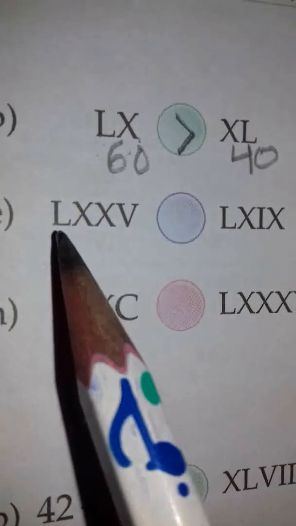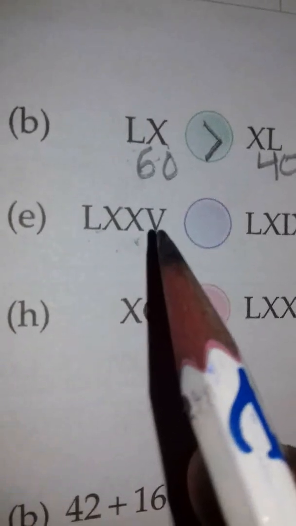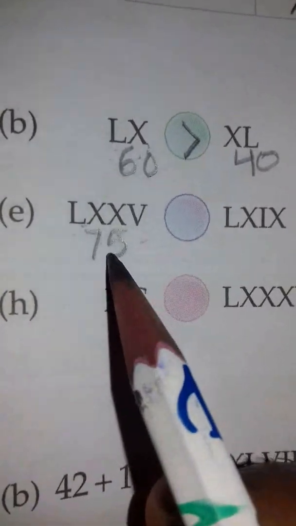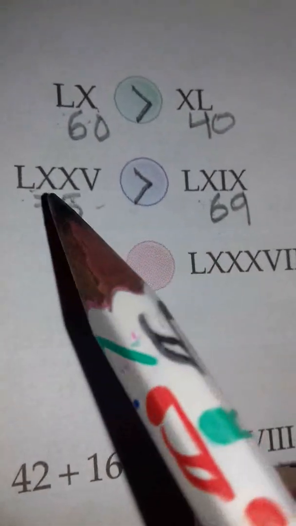E1. LXXV. LXX means, yes, 70, plus V means 75. Very good. On the other side it is given LXIX. So LX means 60 and IX means 9. So it comes 69. So 75 and 69. Which one is greater? Very good. 75, LXXV.